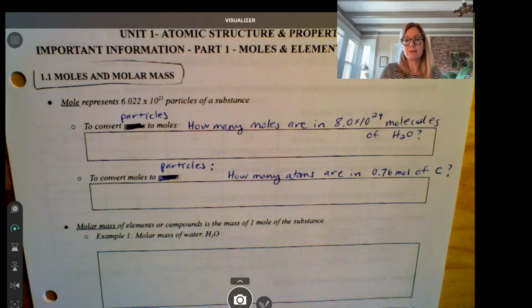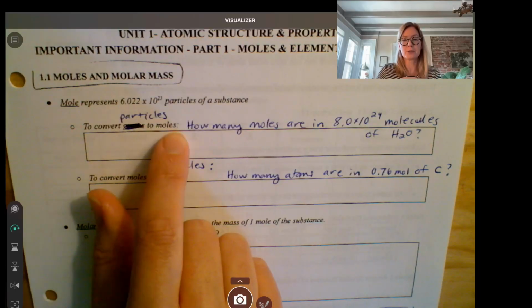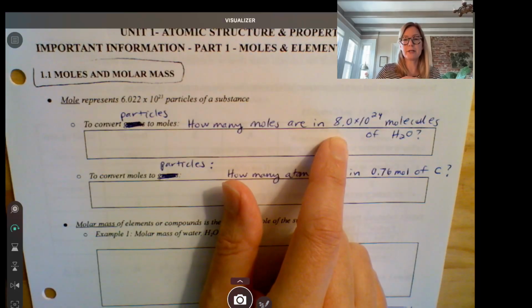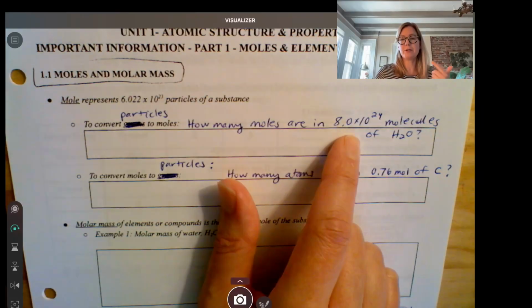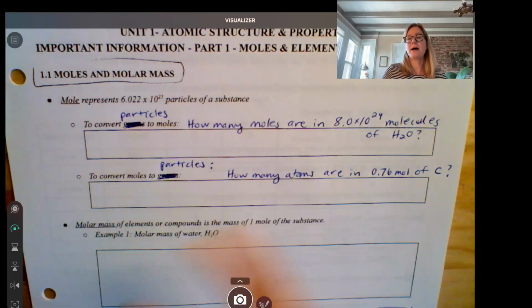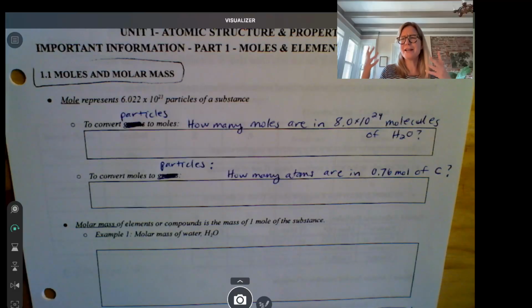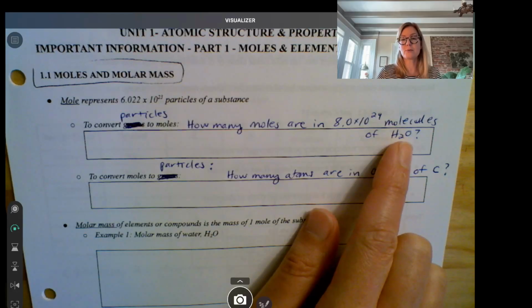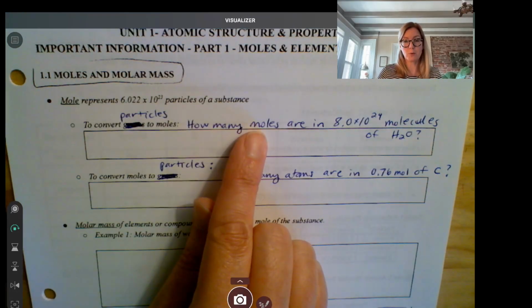So let's say we wanted to convert, there's some typos in here, so change this from particles to moles. Write down this example question. You can pause the video and copy down this question. If we wanted to know how many moles are in 8.0 times 10 to the 24th molecules of water, we would do what we call dimensional analysis. If you did not learn dimensional analysis in chemistry, you can pause this video and find a YouTube video about dimensional analysis. You might have learned it and you just don't know it's called dimensional analysis. But we're going to be using dimensional analysis to convert 8.0 times 10 to the 24th molecules into moles.